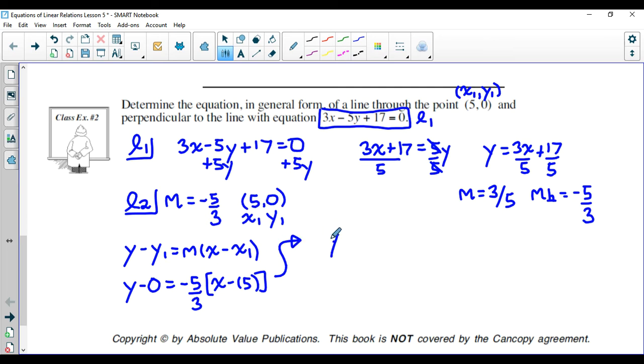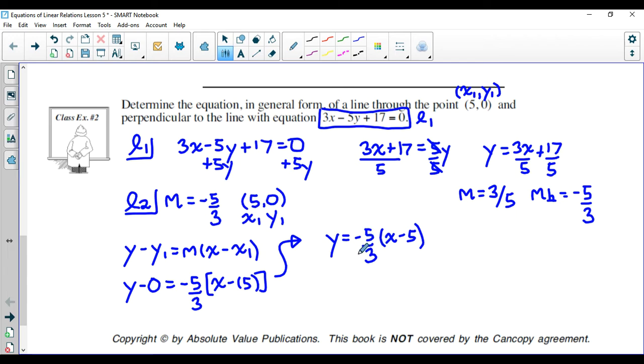Okay, let's clean this up a little bit. So I'll bring it over here. Okay, y minus 0, you may as well just write down y. And this would be equal to -5/3. And then it would just be x minus 5 in brackets.